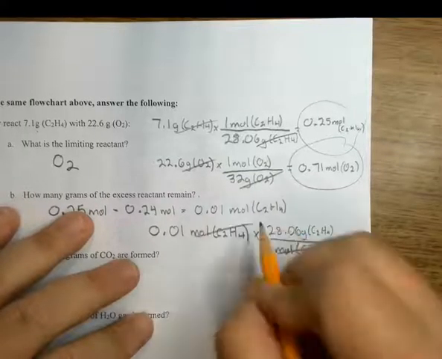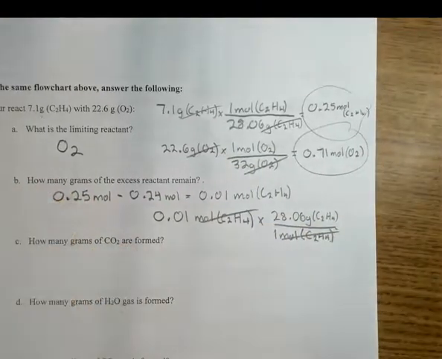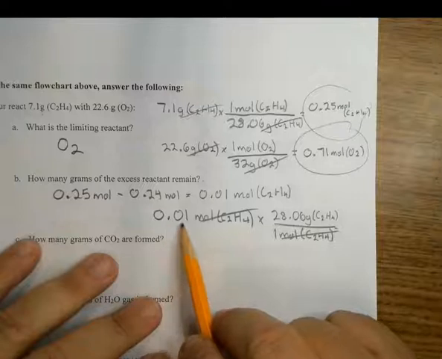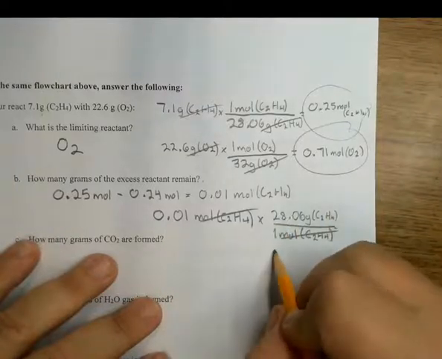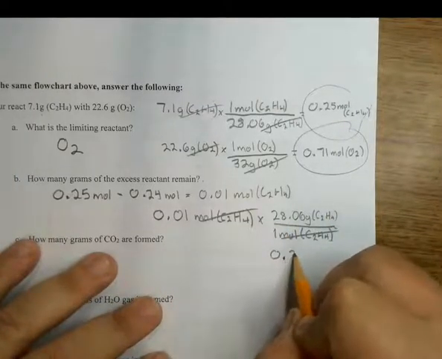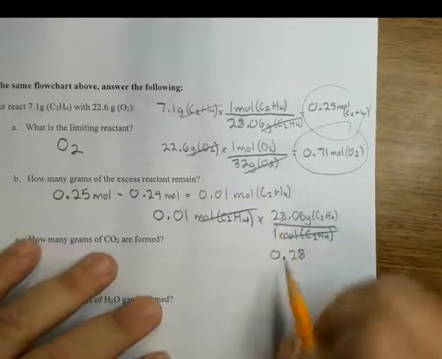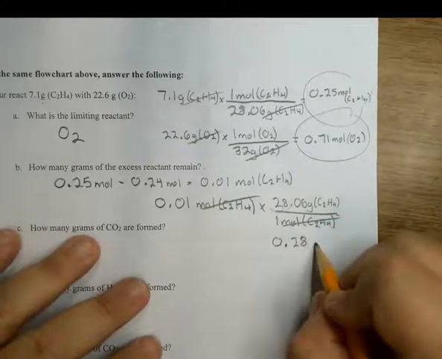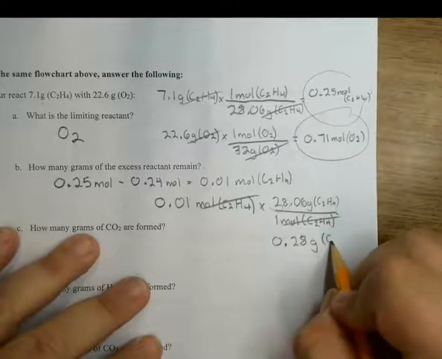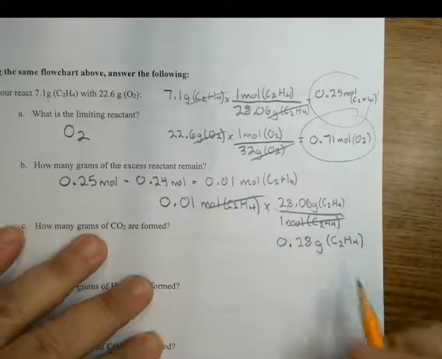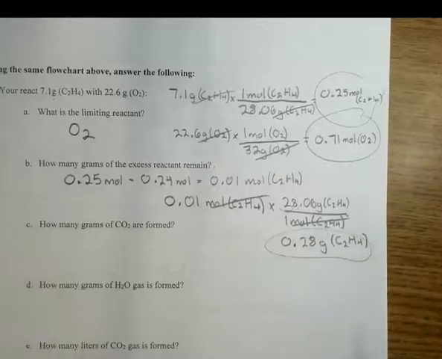Moles cancels with moles there, and you end up with 0.01 times 28.06. And those of you that know your math relationships know that if you move the decimal over 2 places, you get your answer. So it's 0.28, and I could write 06. I'm just moving this decimal over 2 places, and that's the answer. Grams of C2H4 is what's left over. Okay? There you go. So you put that back in the jar.